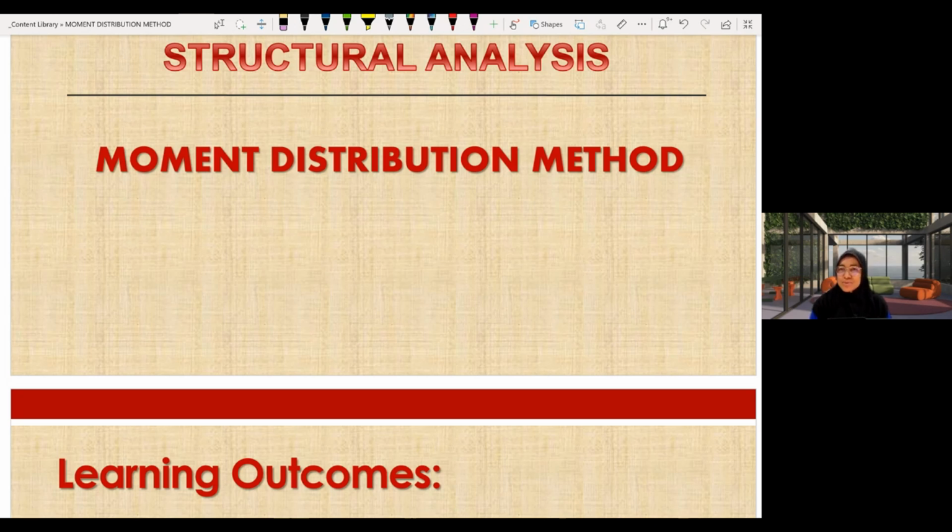Okay, I would like to share with you today the topic called moment distribution method. Moment distribution method is the third topic in the indeterminate structure course, and it is actually under the structural analysis course.